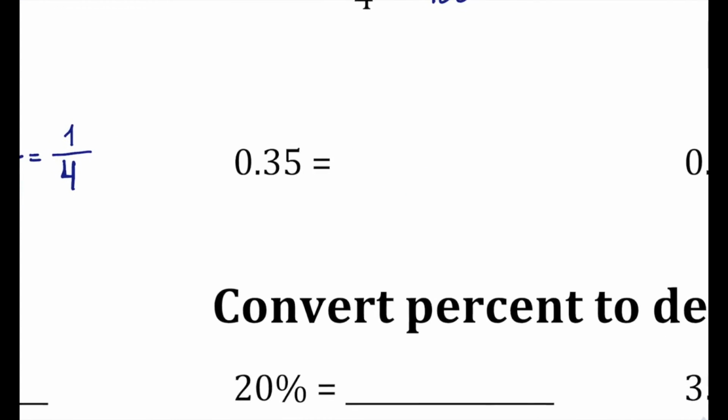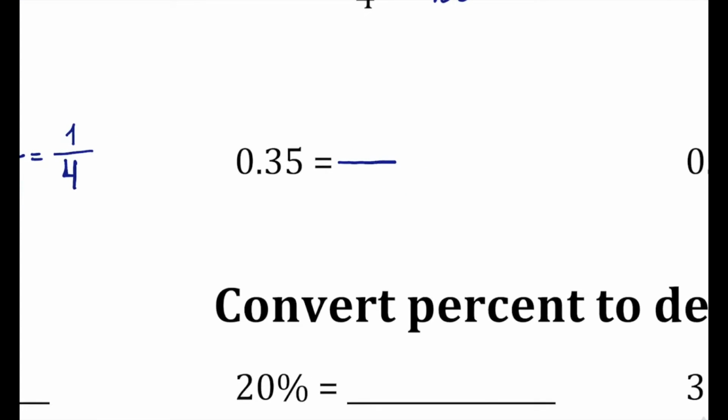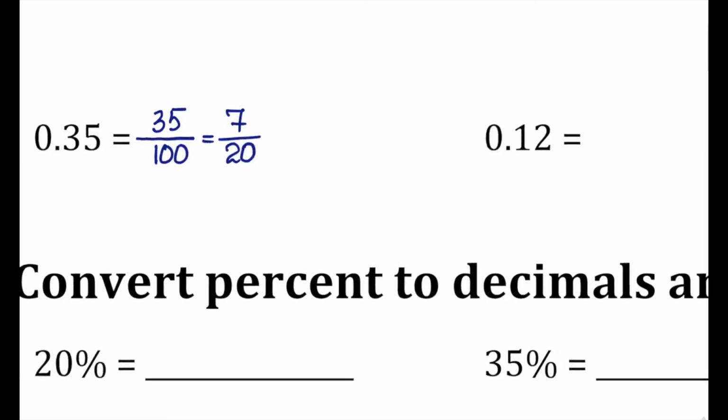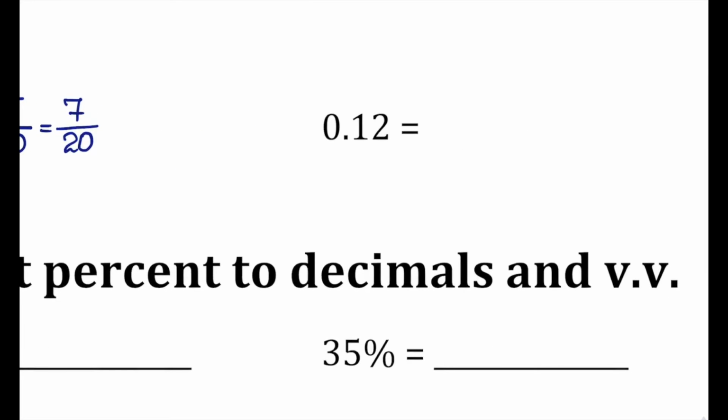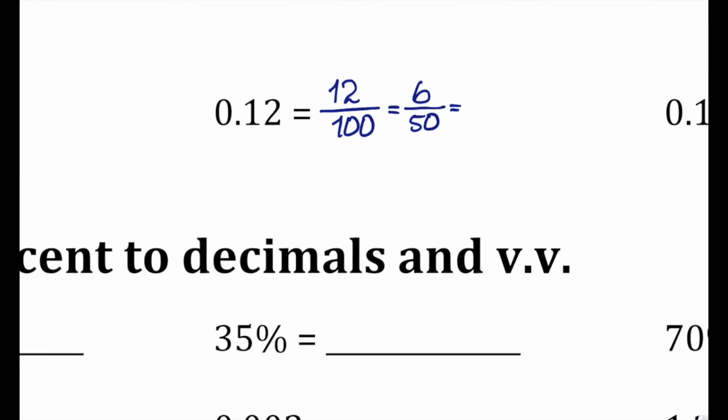Magic. 35 hundredths. I'm going to write it out as what it is, 35 over 100, and then simplify by 5, 7 over 20, so 7/20. 12 hundredths, again 12 over 100, simplify by 2, let's start with 2, 6 over 50, and I can simplify more, that would be 3/25.